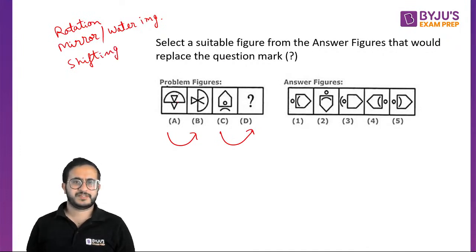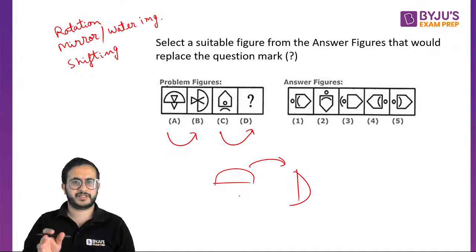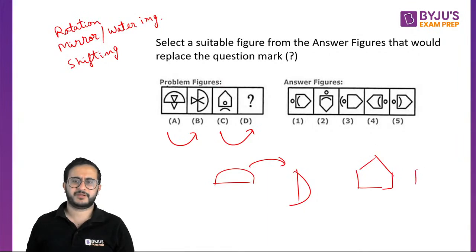Okay. So first thing, if we see this semicircle, it was present like this, and it has rotated like this. Okay, so it is rotating in the clockwise direction. So when this pentagon rotates, it will become like this. Okay. So this will help you eliminate some of the options. You can say that option 2 is not possible, option 4 is not possible, right? So two options get eliminated.